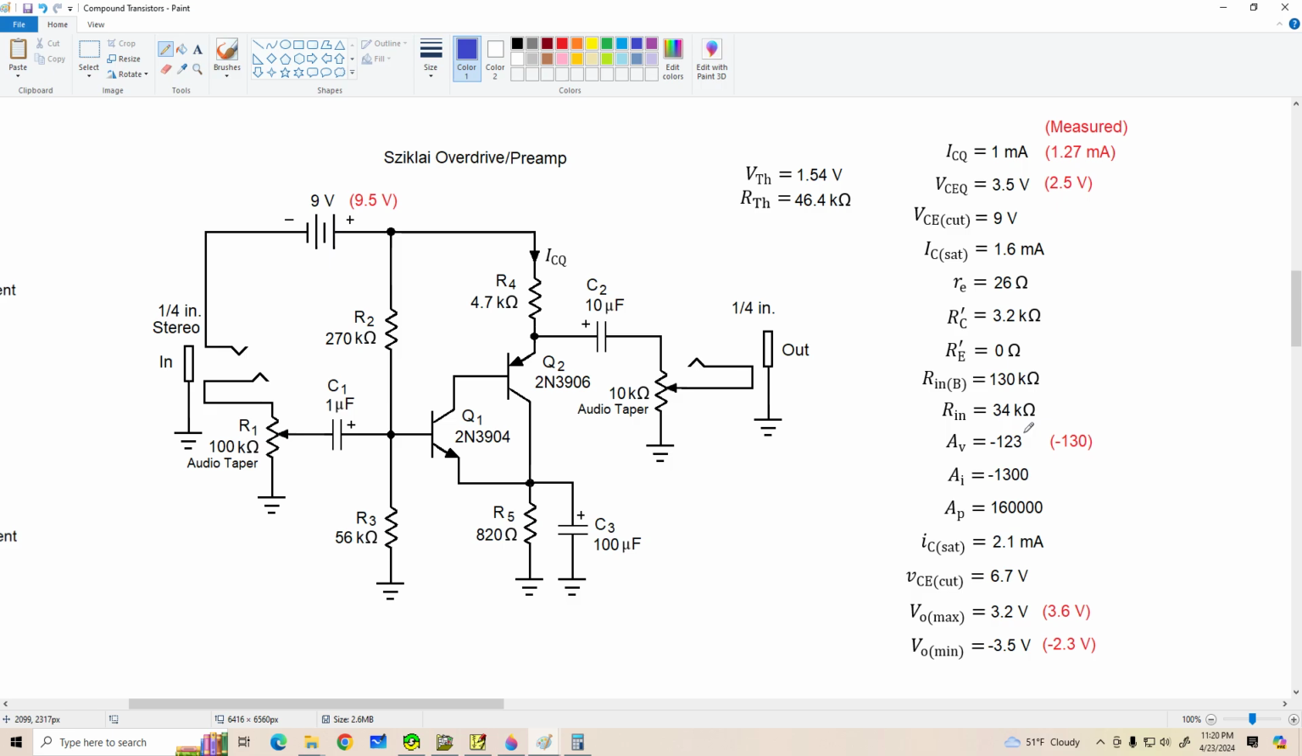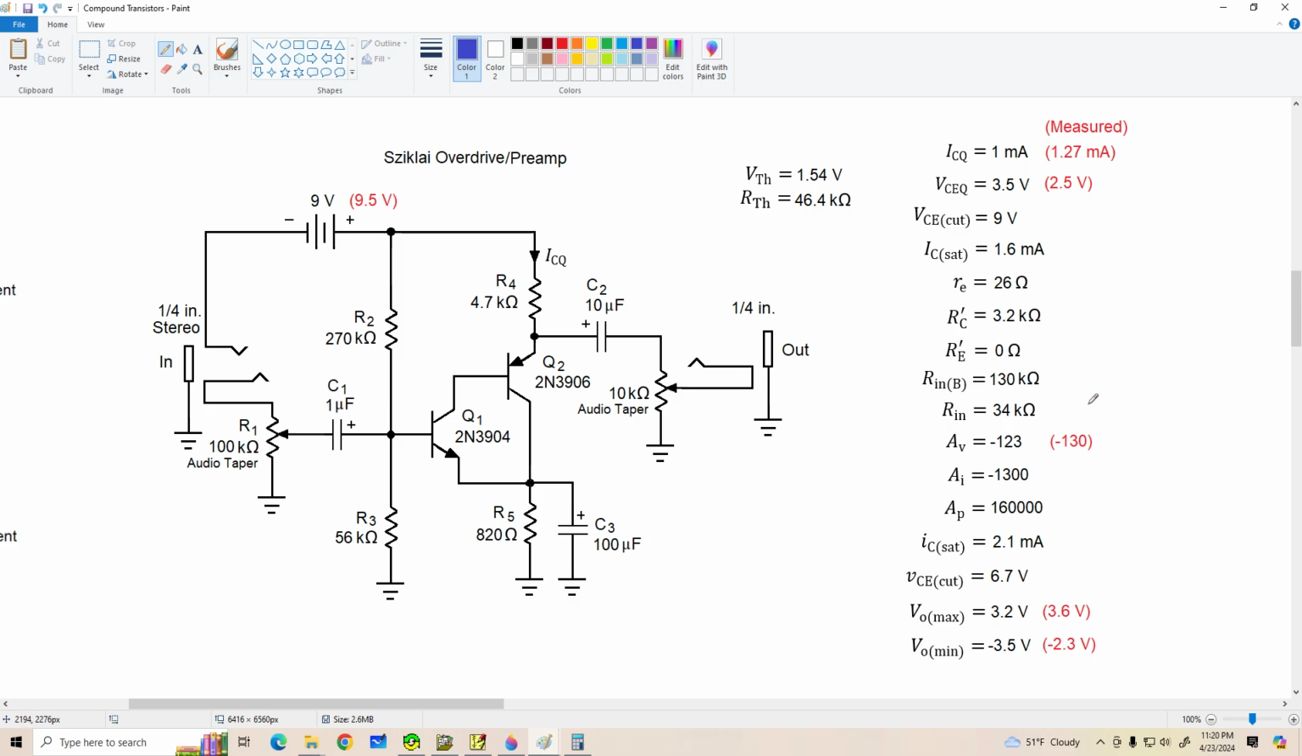Now, I actually built this circuit, and the measured values I got are here in red. First of all, my battery was actually 9.5 volts instead of 9, and I got an ICQ of 1.27 milliamps, which gave me a lower VCEQ of 2.5 volts. The voltage gain actually worked out to be about negative 130, better than what we predicted. And my signal limits, VO max, not too bad, but VO min is off a bit.